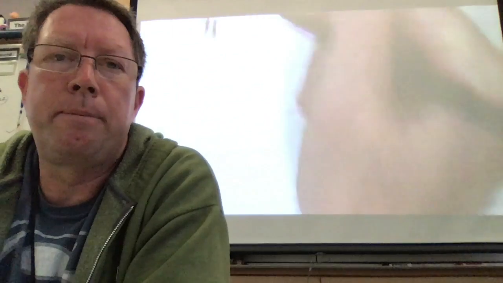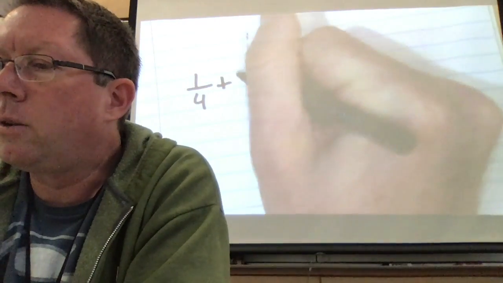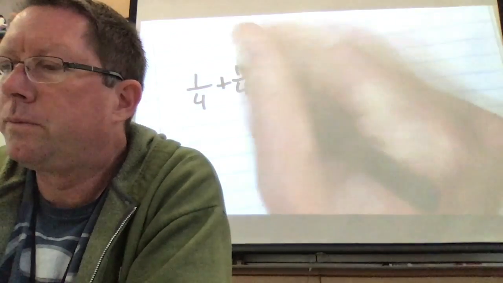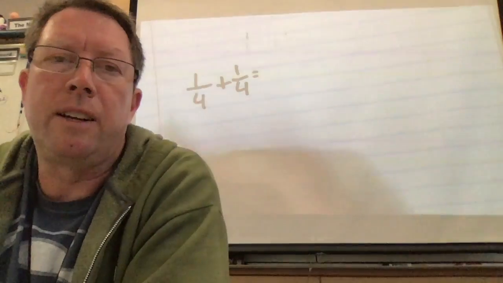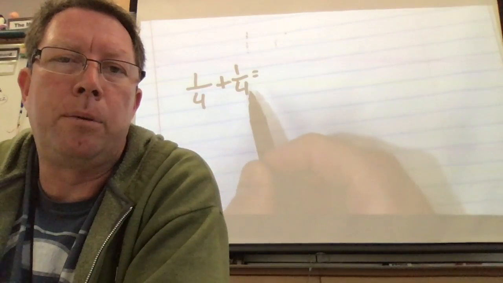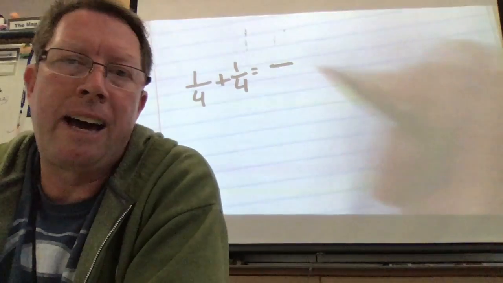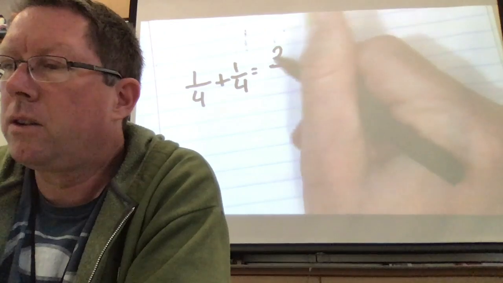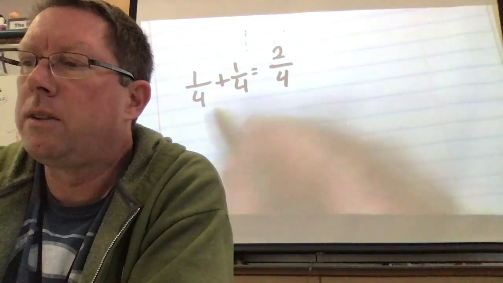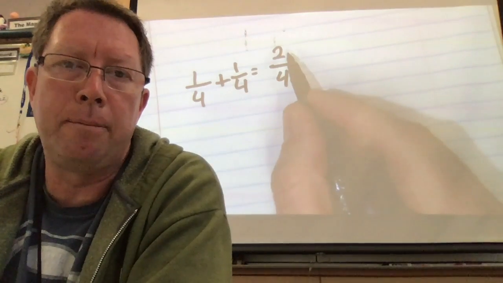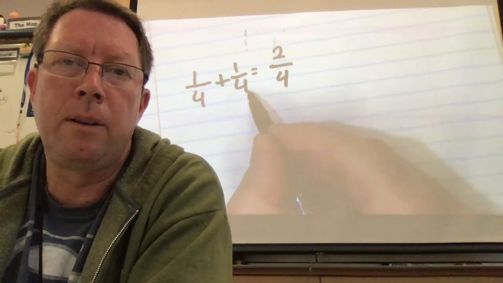So if I had 1/4 plus 1/4, it's like saying, well, I had 1 apple plus another apple. How many apples do I have? The bottom number is just going to stay the same. You're just adding the top numbers. 2/4 stays the same. You're just adding the top. If it's already the same, you're keeping it the same.